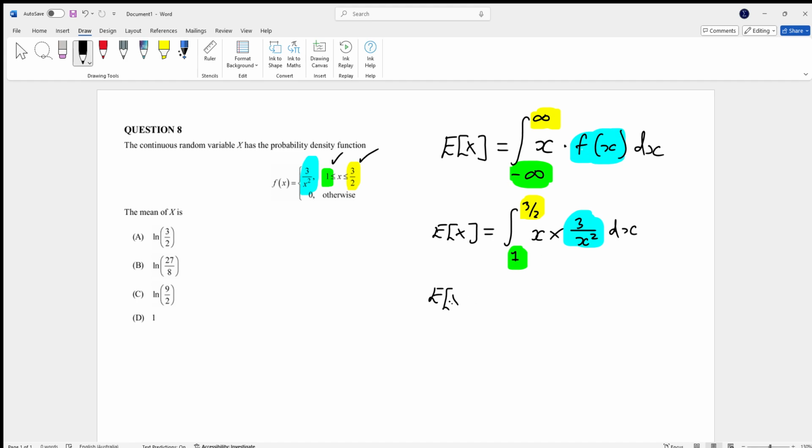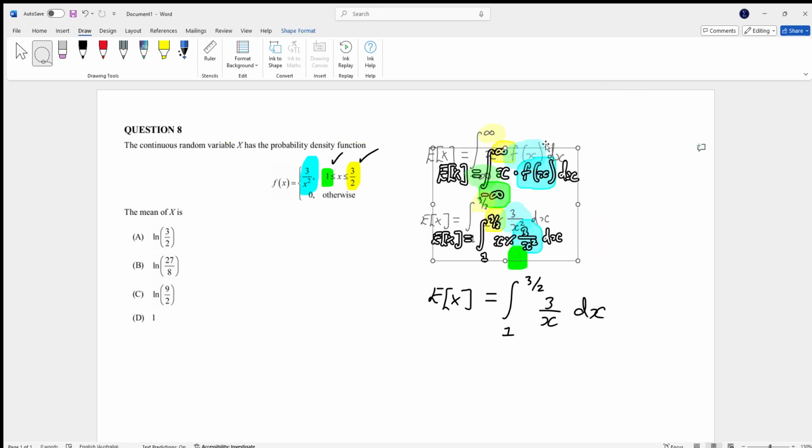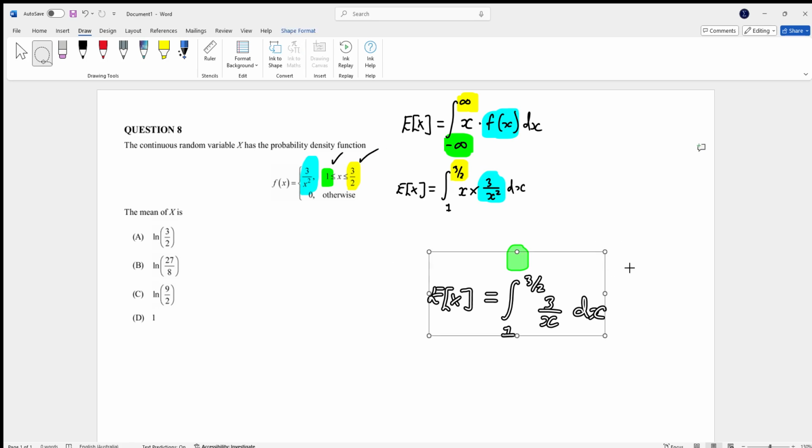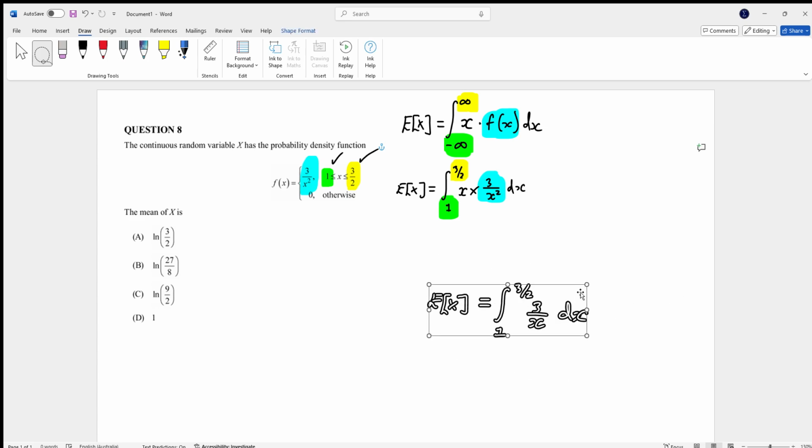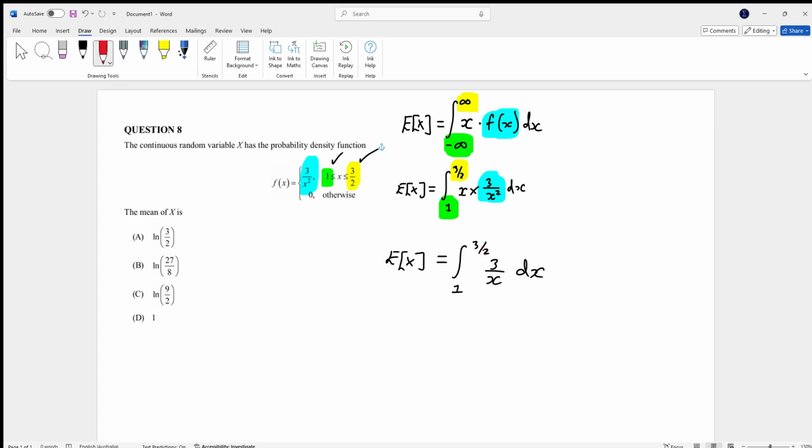So E of x, your expected value, is the integral from 1 to 3 over 2 of x times 3 over x squared. That will cancel one of the x's on the bottom, so we're left with 3 over x dx. Now what I would recommend before we go even further is to factor out that number outside the integral. I'm just going to make this a bit smaller because I'm going to run out of room otherwise. So your expected value is 3 times that integral there.